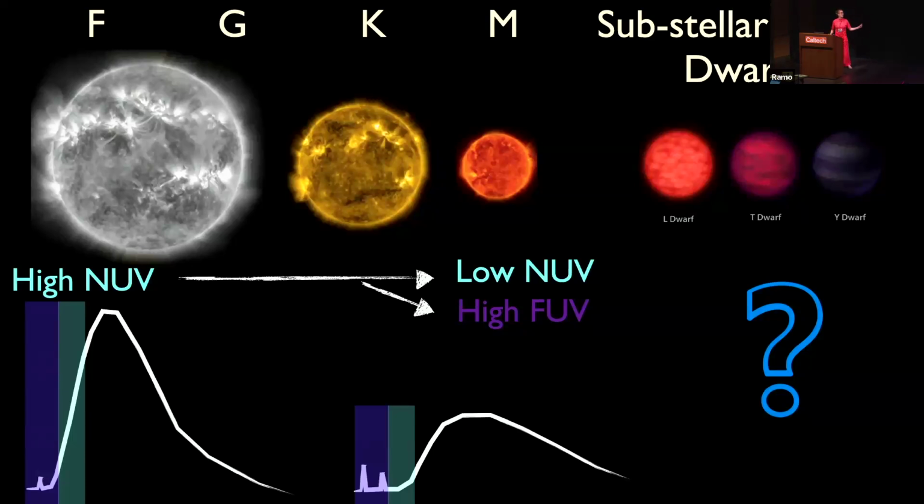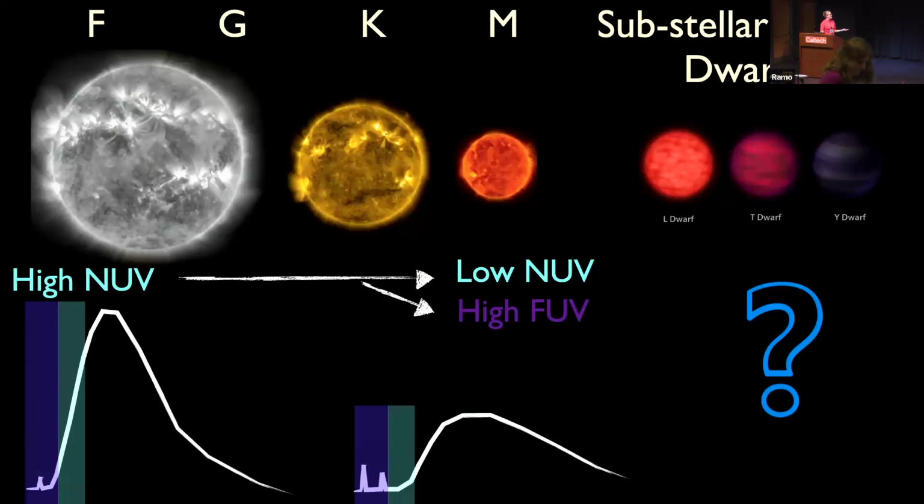Let's break it down even more simply. So as we go from these hot F stars to M stars, broadly speaking, we're going from an environment of much more near UV and less far UV, and then at the M stars it flips, right? You have a lot more far UV compared to near UV. And that really drives different photochemistry, as we'll see.